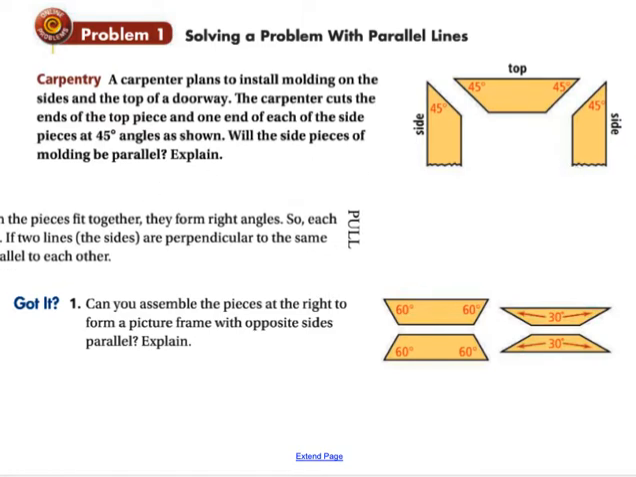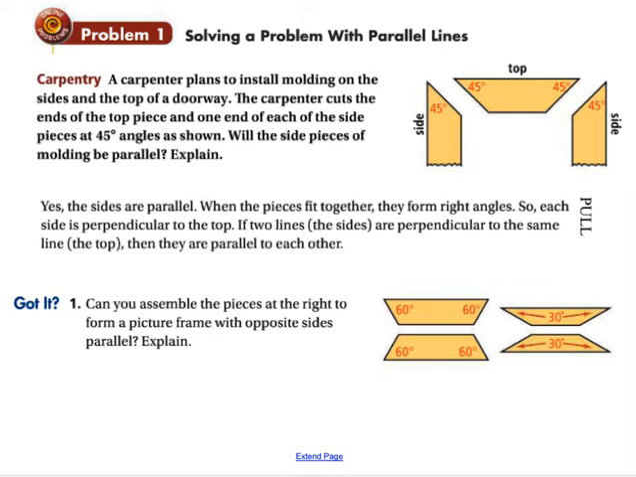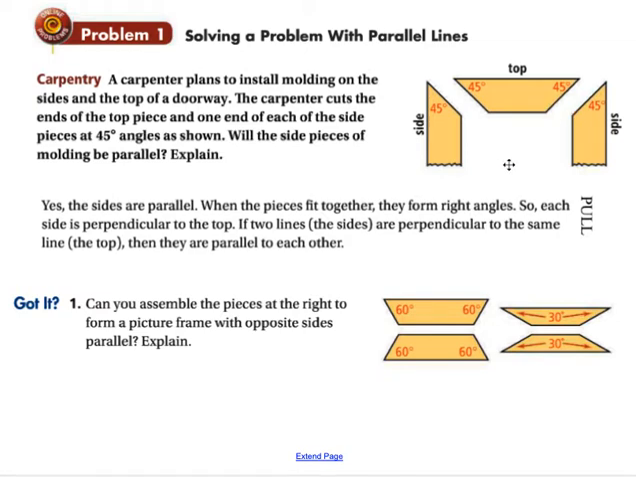When you put those together, those two 45-degree angles form right angles, so we have 90-degree angles at the corners. And so if those corners are right angles, each side is perpendicular to the top. And if the two lines of the sides are perpendicular to the same line, like we just said in the last theorem, then they must be parallel. So the sides will be parallel to the top.